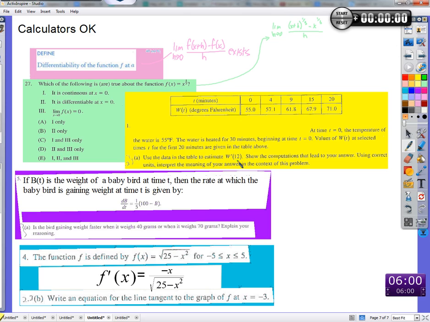Which is W prime of 12? Derivative. Which means the slope. The slope that this graph would make, okay? But this is all the information we have about this graph. So how would we find the slope of this graph based on what we know right now at 12, which we don't even have data for? What would be the slope of the graph at 12?